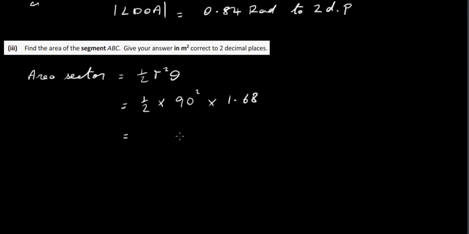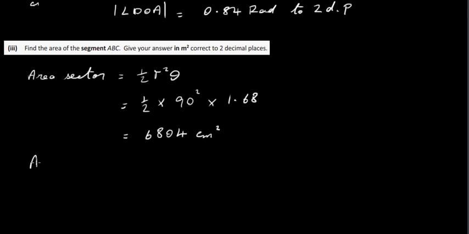So if we do this, we get 6804, and this is in centimeters squared. Let me just double check this on my calculator. It's 0.5 times 90 squared, then we multiply that by 1.68, and we get 6804 exactly. Okay, so this is the area of our sector.